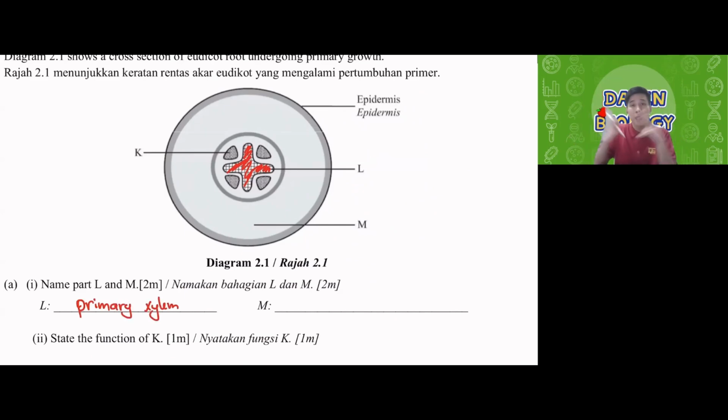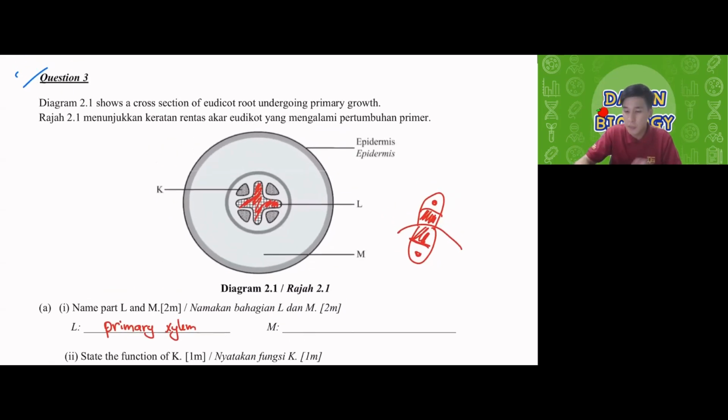Primary is inside. Xylem, the primary one is always inside. So here's your ring, xylem is inside. So secondary is closer to the ring, primary is further. Phloem is also the same, secondary closer to the ring, primary further. So the inside one, of course, is primary. Plus, the question states primary growth. Exactly. That's why this is definitely just primary.